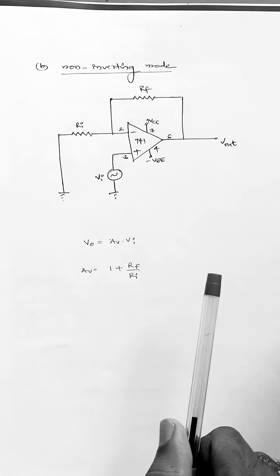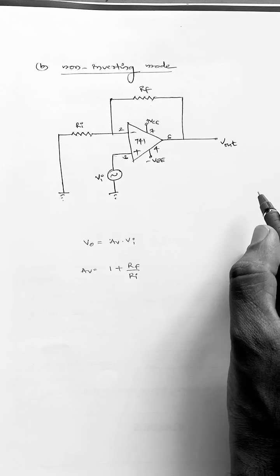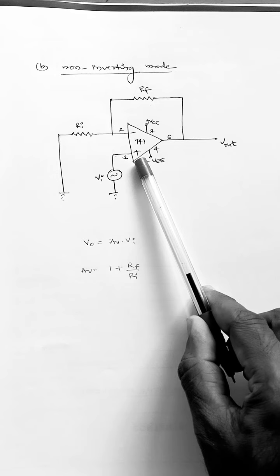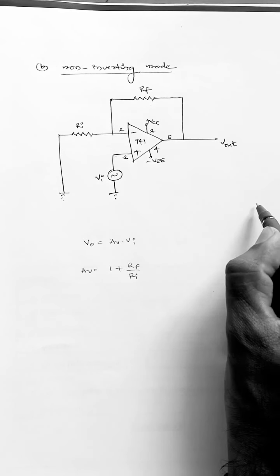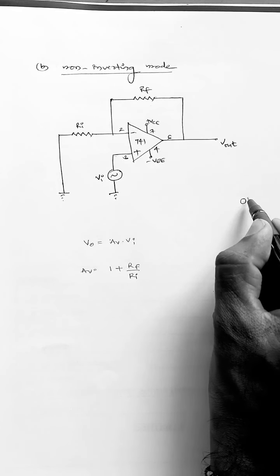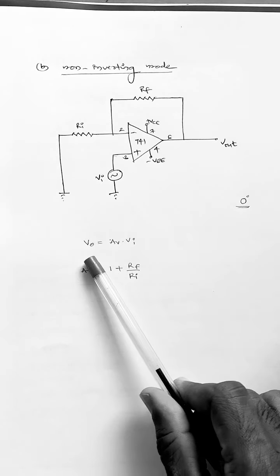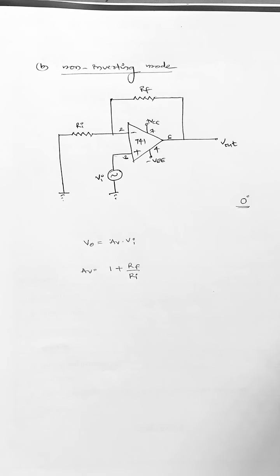I have not used a negative sign here. In the non-inverting mode, the input is connected to the non-inverting input terminal, so the output is in phase with the input, or you can say the phase shift between output and input is 0 degrees. We call these in-phase signals. Again, you can see the output depends on the values of RF and Ri.